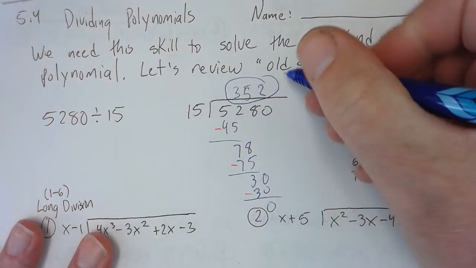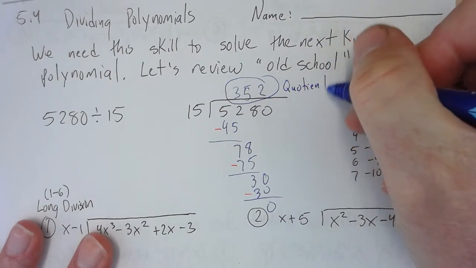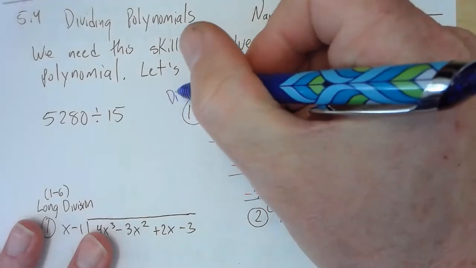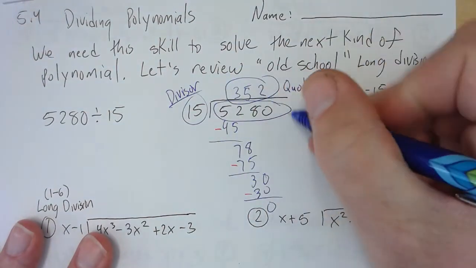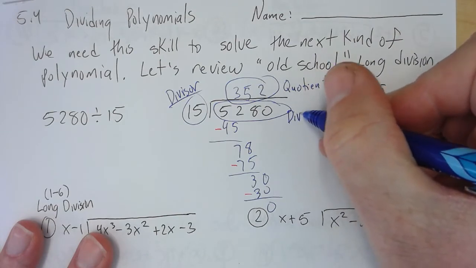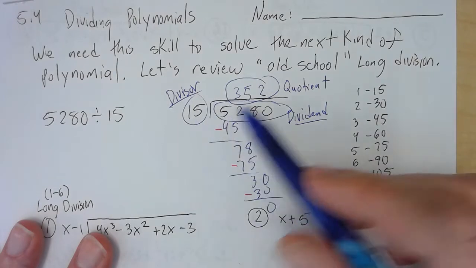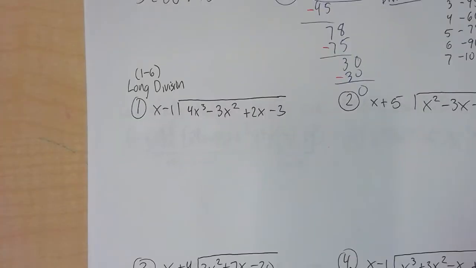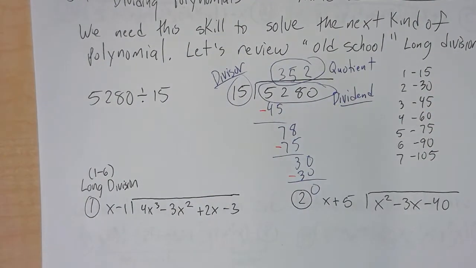The answer to a division problem is called the quotient. The thing that did the dividing is called the divisor. And the thing underneath here is the dividend. So we got the divisor, quotient, dividend. All right, so now we're going to apply these principles to the algebra part of it.